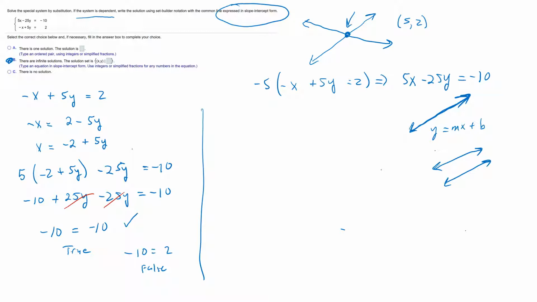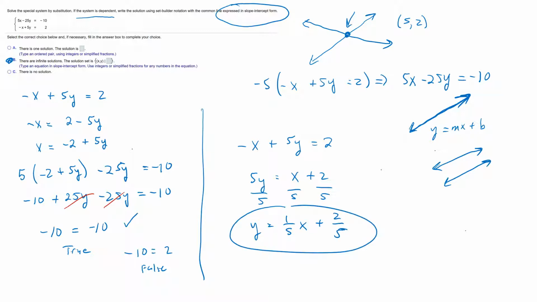A dependent system is a system in which the two lines are actually the same. So all we've got to do to finish this problem is take one of the equations. I'll take the bottom one because it's a little simpler and solve it for y. So we're going to put it in slope-intercept form. And now we divide by 5. So y = 1/5 x + 2/5. And we would type this equation right into that box.